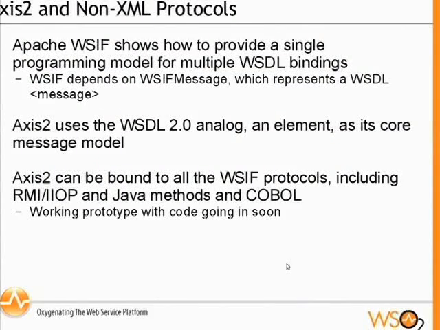Axis2, now I only talked about XML messages and XML protocols. So now let me tie it back to the WSIF stuff that I mentioned about multi-protocol stuff. In fact, Axis2 can deal with that because what WSIF depended on was the WSDL 1.1 data model of a message, and it had something called WSIF message which represented that. Axis2 runs on the WSDL 2.0 data model, which is that a message is an XML element.